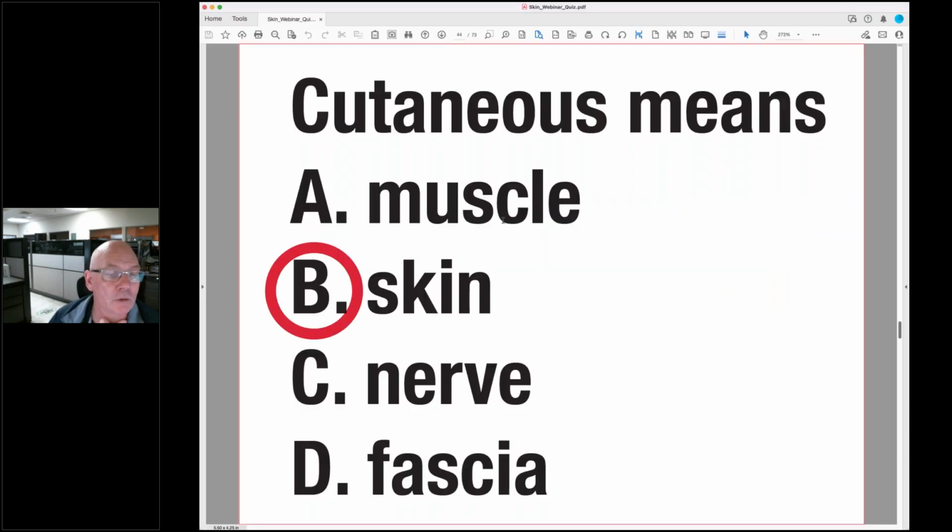Yeah. So we haven't talked about muscles yet. Nerve, fascia is the lesson that's coming up with connective tissue, right? So yeah, skin is the one that we're really focusing on. It's okay. So yeah, cutaneous means skin. Okay, it's not a special one. We'll pretend like that one didn't happen. All right, let's go to the next question.